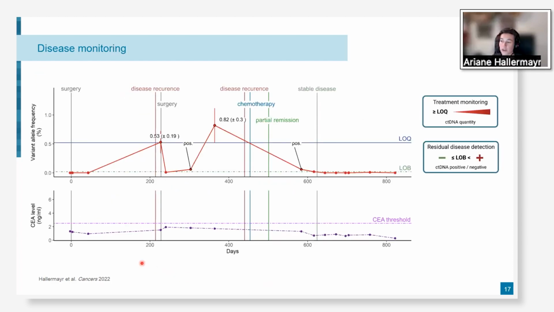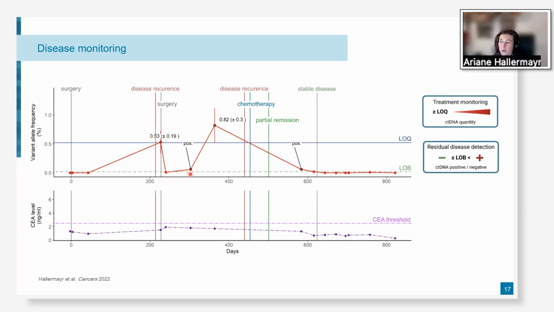For disease monitoring, this is just an example of one patient that was followed throughout the course of disease. And as you can see, in this upper plot are the results obtained from ddPCR analysis. You can see here that at diagnosis, it was not possible to detect circulating tumor DNA, also not following surgery, but this patient developed a disease recurrence, and in parallel to disease recurrence, it was possible to detect ctDNA again that was not present following surgery anymore.